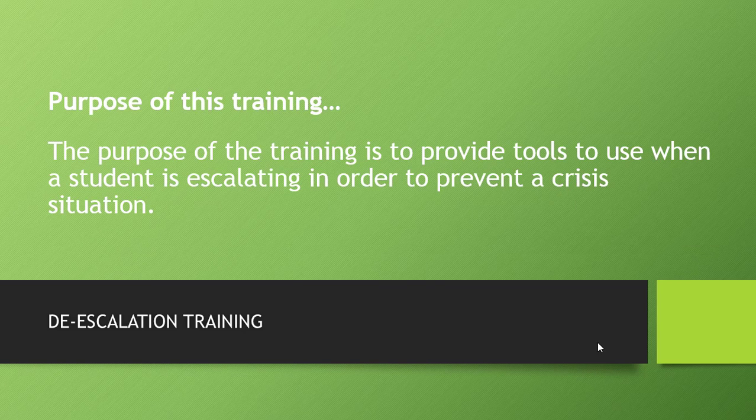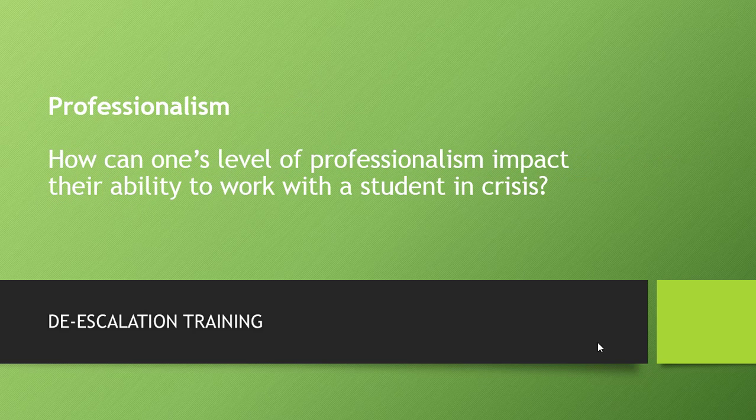De-escalation training. The purpose of this training is to provide tools to use when a student is escalating in order to prevent a crisis situation. Professionalism. How can one's level of professionalism impact their ability to work with a student in crisis?